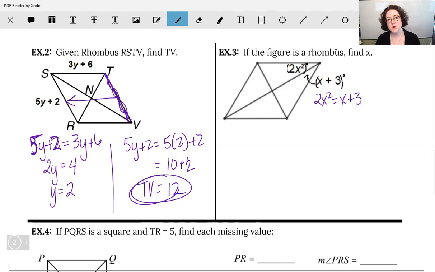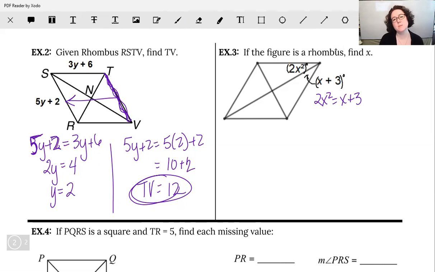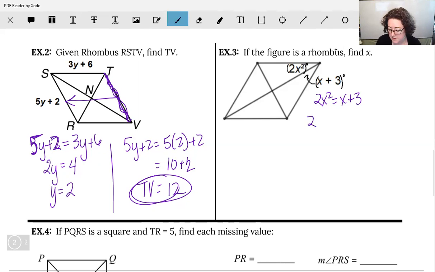And it's another one of these problems where we're going to use the factoring that we learned at the end of our factoring mini unit. So again, I want everything on one side of the equal sign. Let's subtract the x and the 3 over to the left to turn it into 2x squared minus x minus 3. And then we have to factor it out. So if we factor out, we have a 2x squared and we have a negative 3.